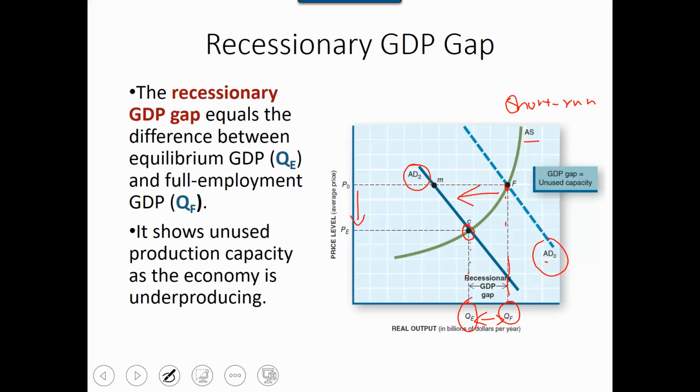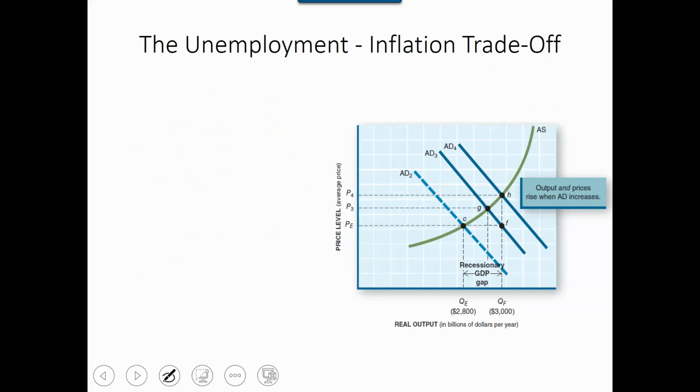The aggregate supply curve here is a short-run aggregate supply curve, because it's not a vertical line. When the aggregate demand curve shifts back to the AD2 curve and GDP decreases, the unemployment rate will increase. But at the same time, the price level jumped from P0 to PE. So it seems like there is a trade-off between the unemployment rate and the price level. That's what we're going to discuss in the next slides: the trade-off between unemployment and inflation.